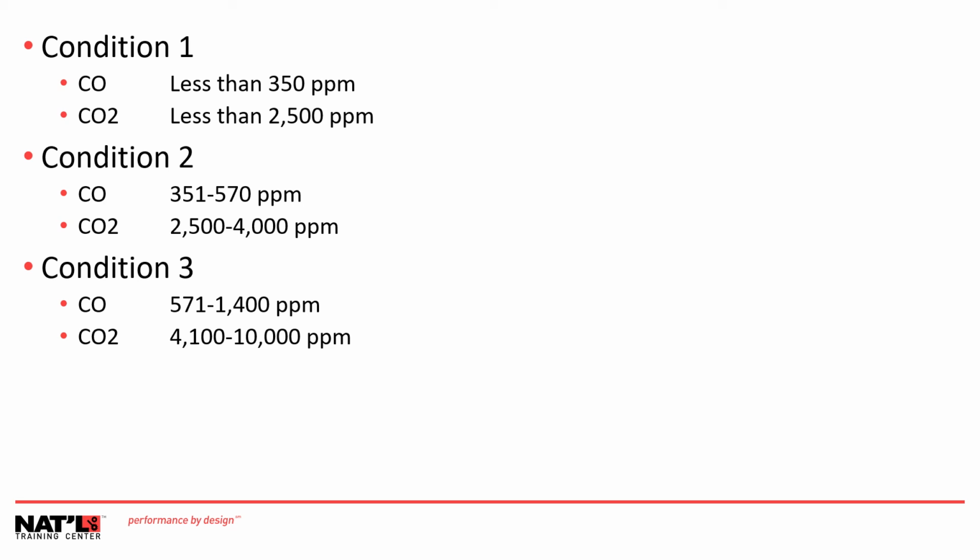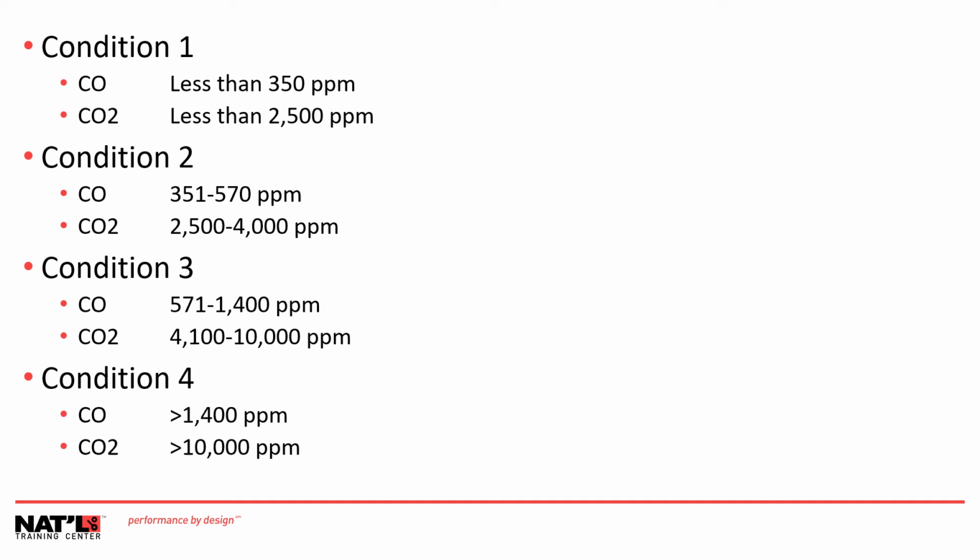At condition 3, the CO will be between 571 to 1,400 ppm, or the CO2 will be between 4,100 and 10,000 ppm. At condition 4, which is the worst condition of the transformer and the oil and gases, CO is going to be greater than 1,400 ppm and CO2 greater than 10,000 ppm.